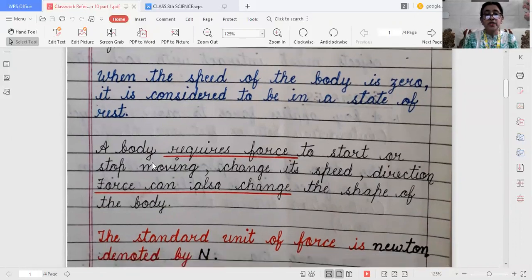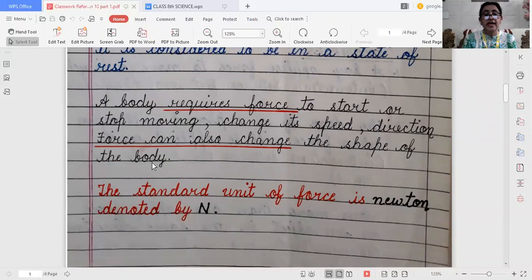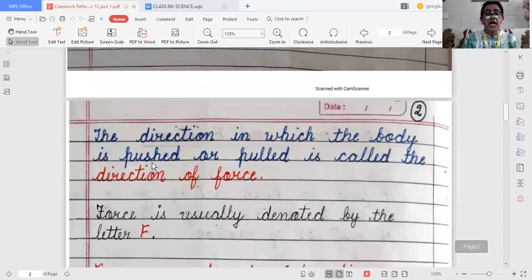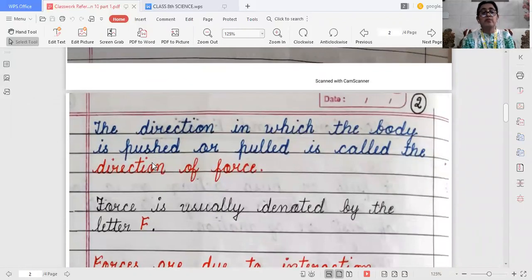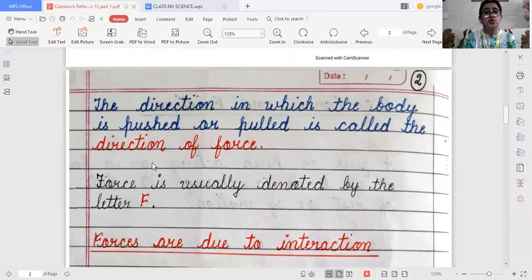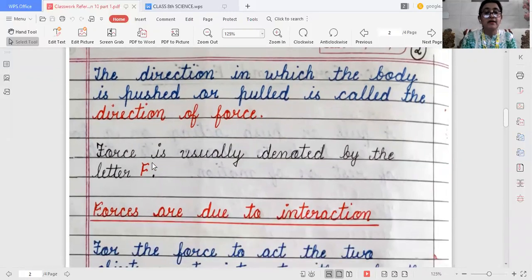The standard unit of force is Newton, which is denoted by capital N. The standard unit of force is Newton. Now, the direction in which the body is pushed or pulled is called the direction of force. And force is usually denoted by the letter F, capital F.